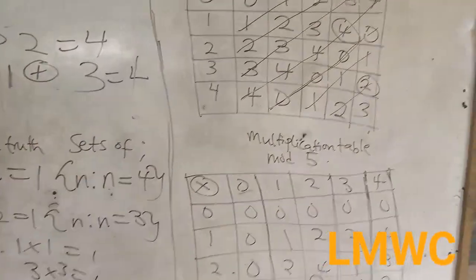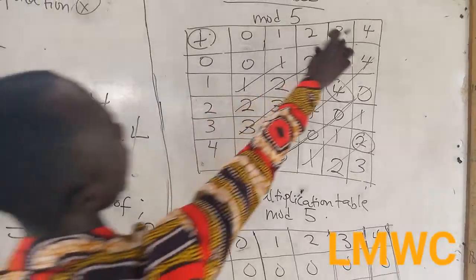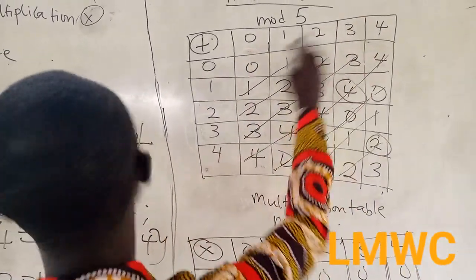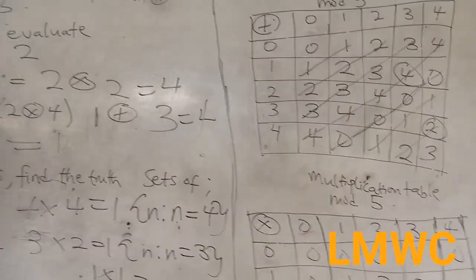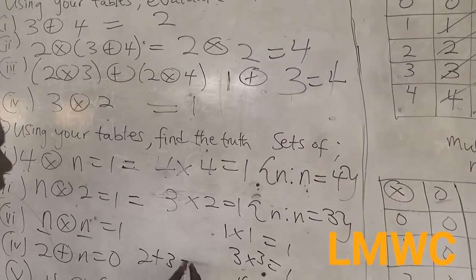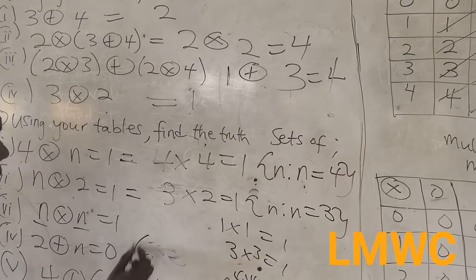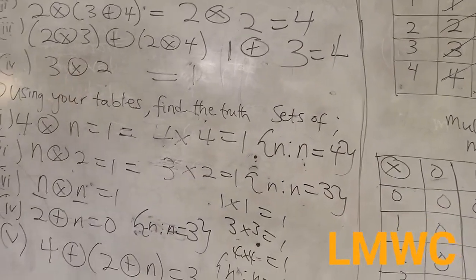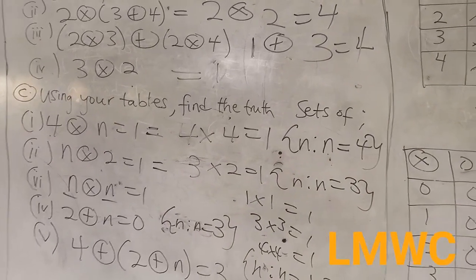2 plus n is equal to 0. They are now talking of addition table here, not subtraction. 2 plus what number is 0? 2 plus 3 is 0. So n is equal to 3.